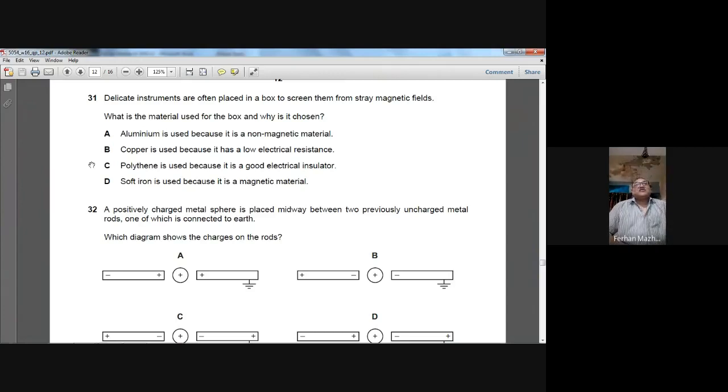Soft iron is used because it's a magnetic material. Question number 31, D is the choice.